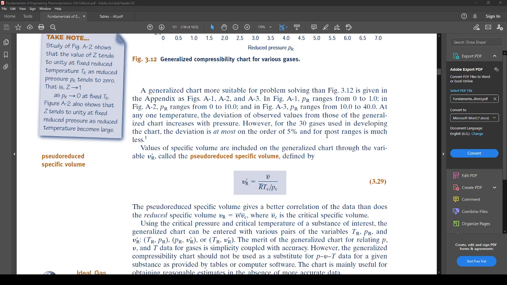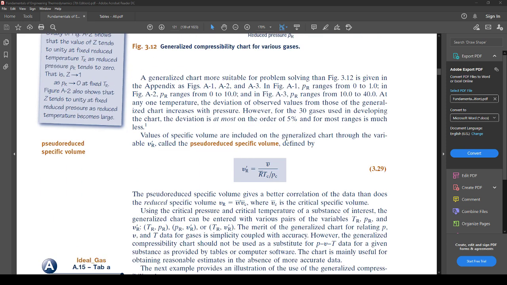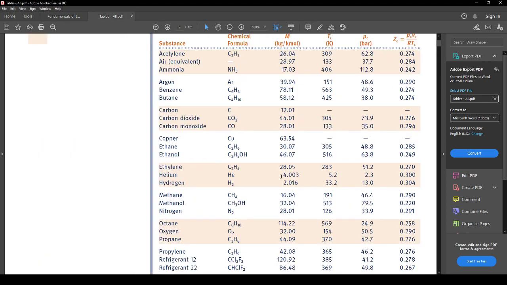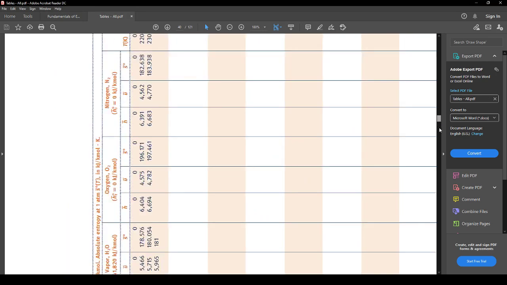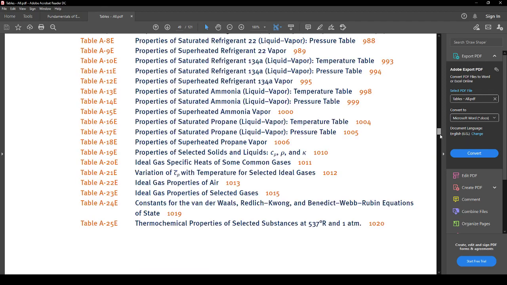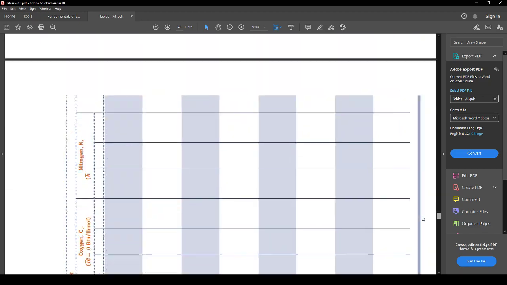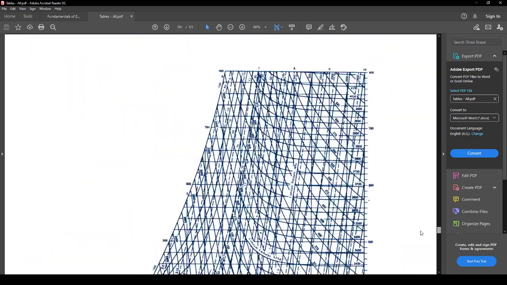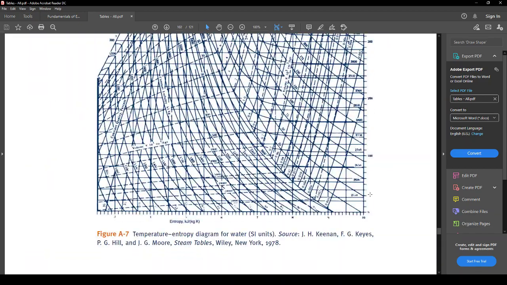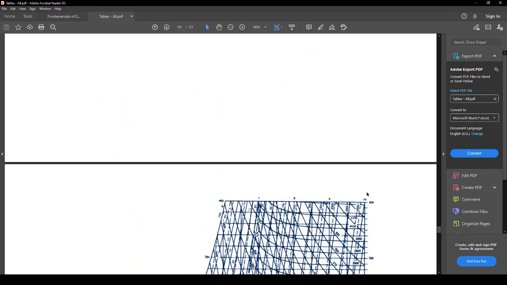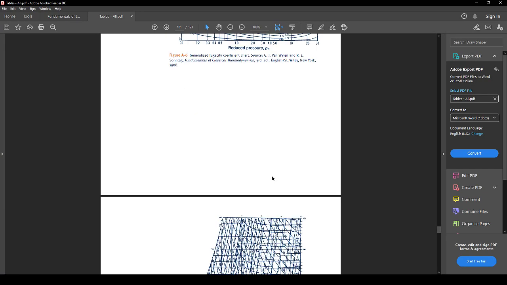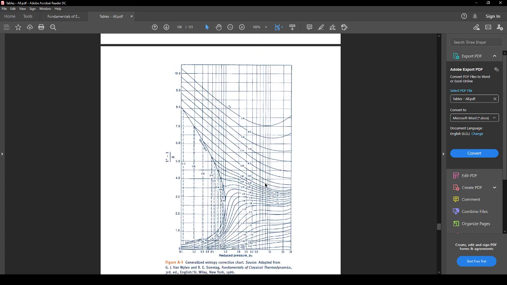Okay. So it says, a generalized chart more suitable for problem solving than Figure 3.12 is given in Appendix Figs A1, A2, A3. So I'm actually going to go pull those up just to show you, but they're at the very end, if I recall. I have to go find them. Oh, no, they're further in. That's right. They're like all the way at the back. Yeah, so you'll be able to use these charts in the exam.